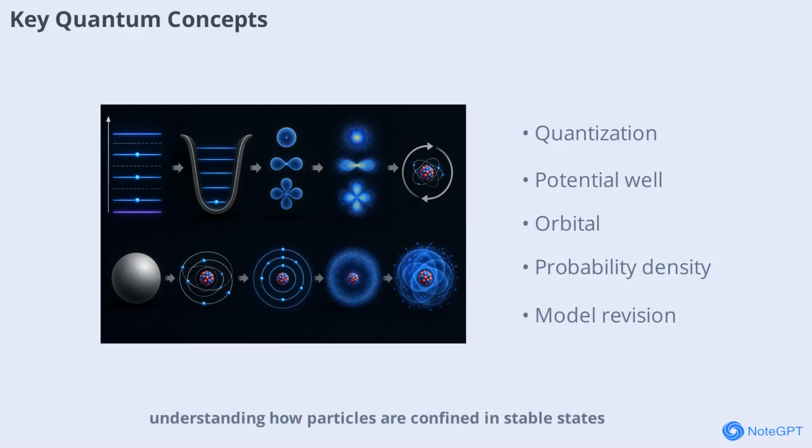Orbitals are the regions where electrons are most likely to be found, and probability density comes from the wave function's squared magnitude. Finally, as our understanding grows, older models are replaced by more accurate ones, a process known as model revision. Together, these ideas reveal the hidden order and complexity within everything we touch.